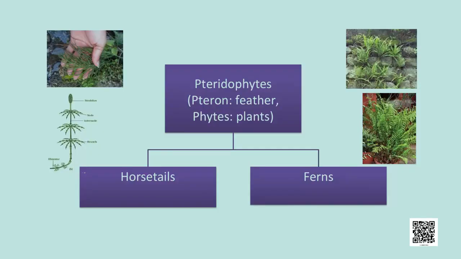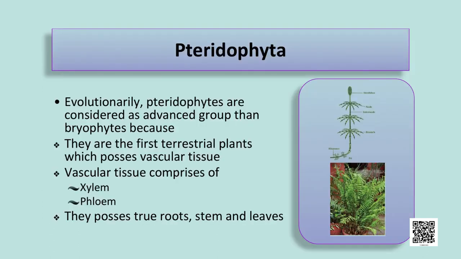Pterido in Greek means feather and phytes means plants. So, these plants with feather like look are called pteridophytes. You must have seen such plants in your garden and in your surroundings. They are divided further into two groups, namely horsetails and ferns. Pteridophytes are evolutionary advanced group of plants because these are the first terrestrial plants that possess vascular tissue.